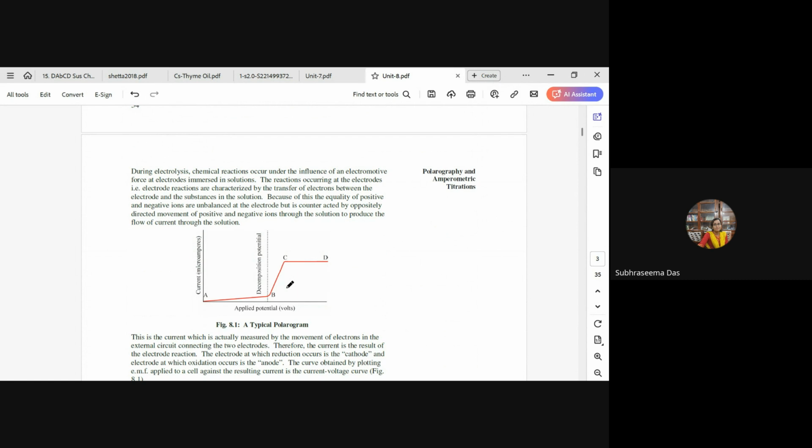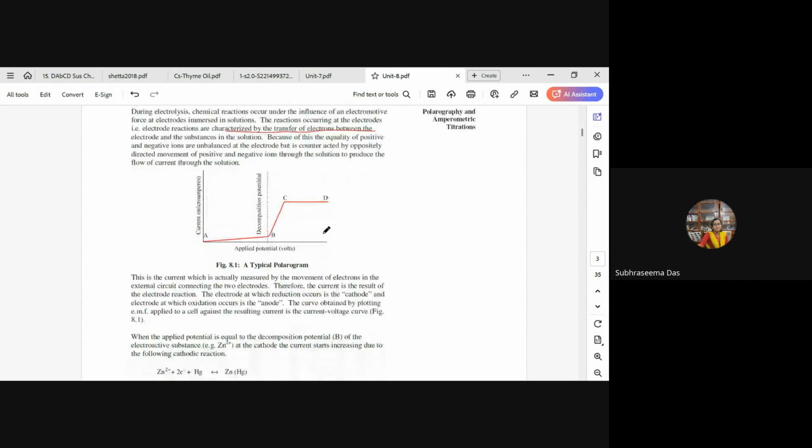The reactions occurring at the electrodes, that is the electrode reactions, are characterized by the transfer of electrons between the electrode and the substances in solution. Because of this, the equality of positive and negative ions is unbalanced at the electrode, but is counteracted by oppositely directed movement of positive and negative ions through the solution to produce the flow of the current.